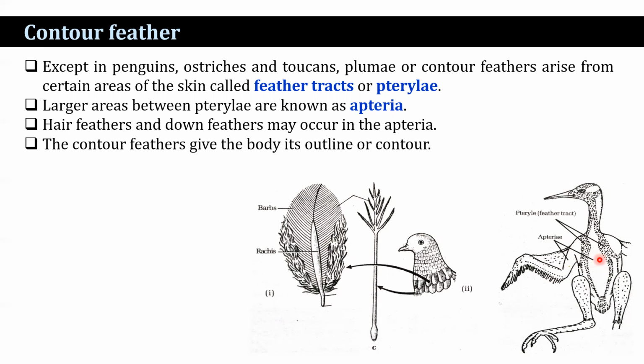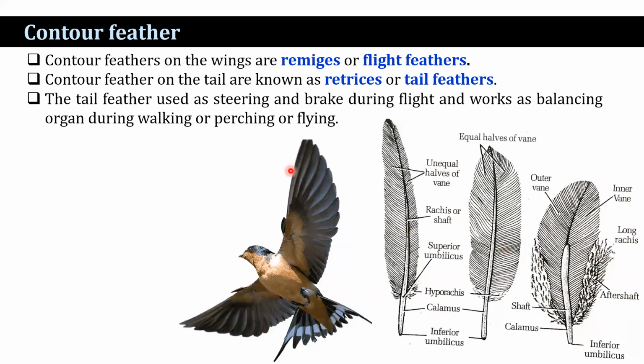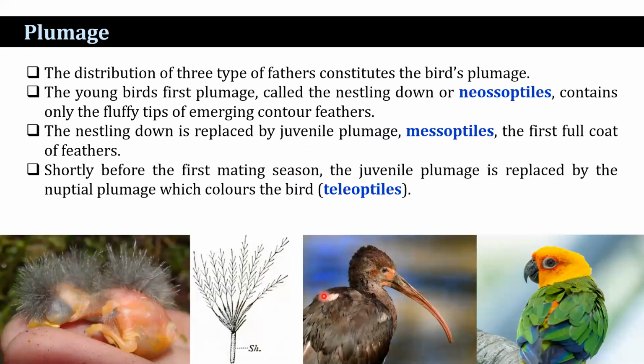The special contour feathers that are present in the wing are known as remiges or the flight feathers, and the feathers that are present in the tail region are known as rectrices or the tail feathers. The tail feathers are also used as steering and brake during flight and work as a balancing organ during walking or perching or flying. Now, plumage: the distribution of filoplumes, plumulae, and pennae constitutes the bird's plumage.